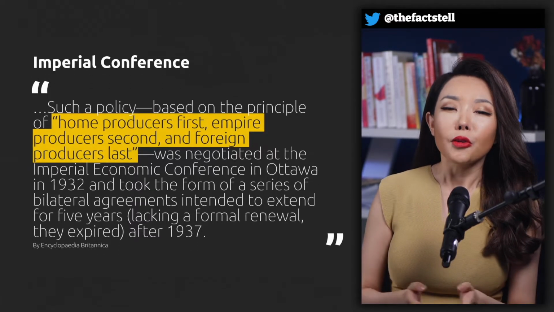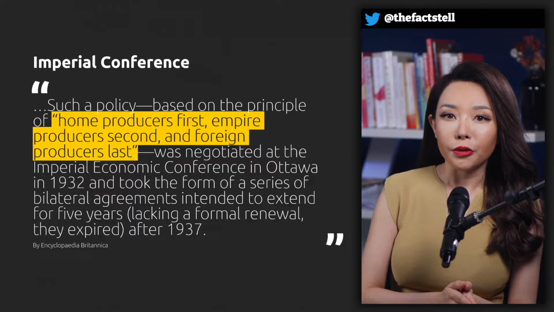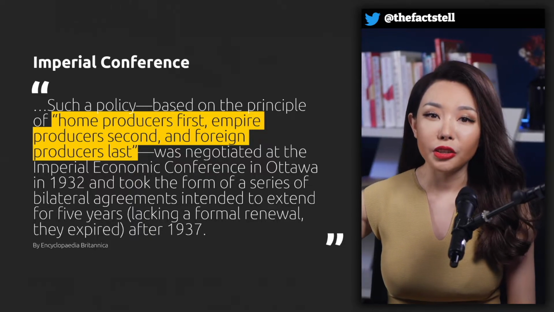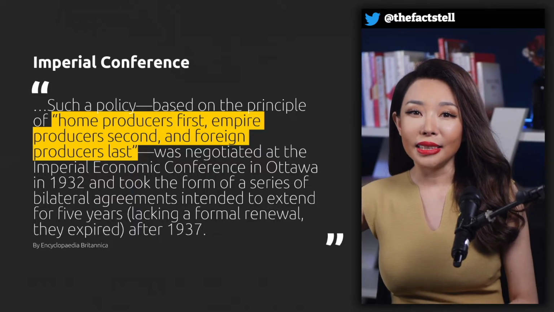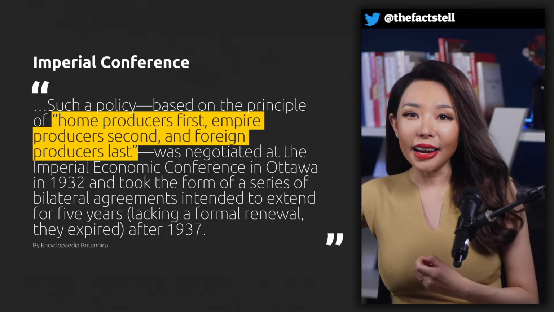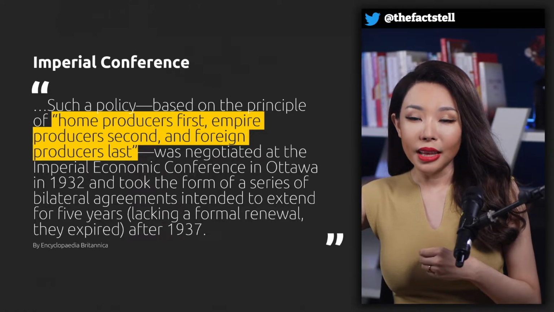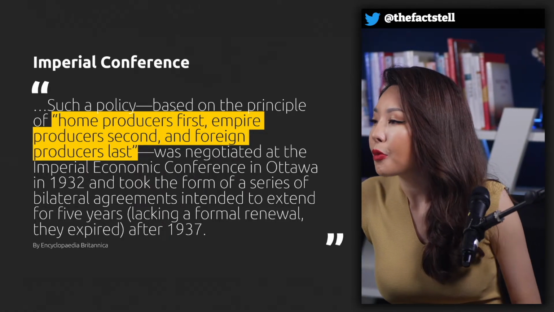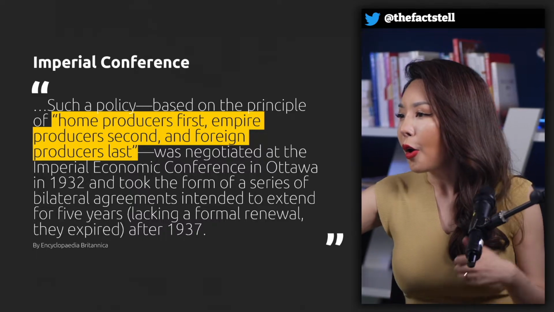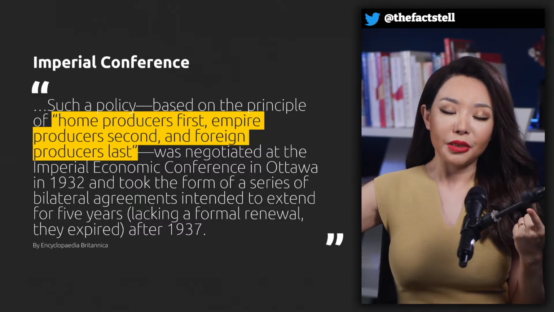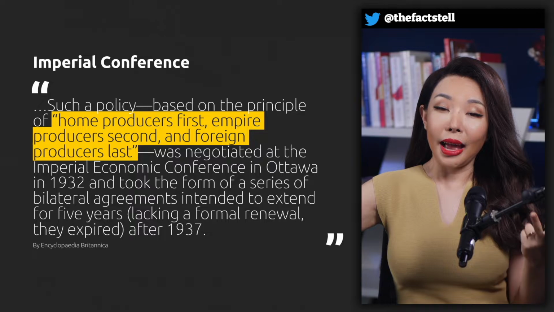For example, right after the 1932 Ottawa Conference, the British Empire established a limited tariff zone within its members, while maintaining high tariffs for the rest of the world. This was called the imperial preference, on the principle of home producers first, empire producers second, and foreign producers last.